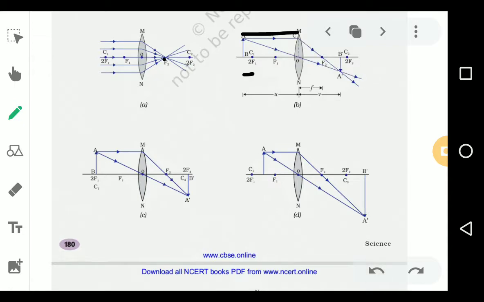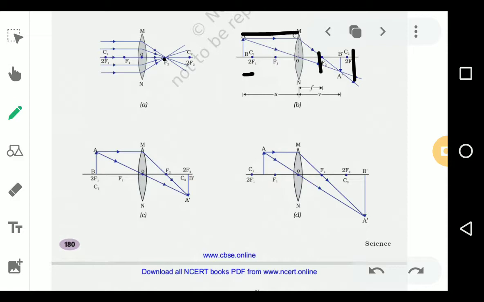From A dash, if you draw a perpendicular line to the principal axis, you will get the image. The image will be produced between F2 and 2F2. Within this area you will be getting the image, and the image here is A dash B dash.